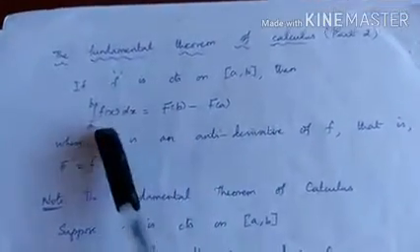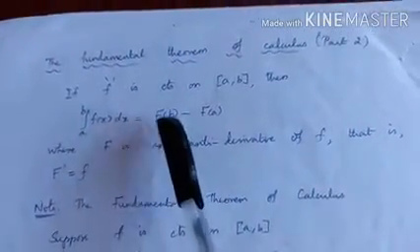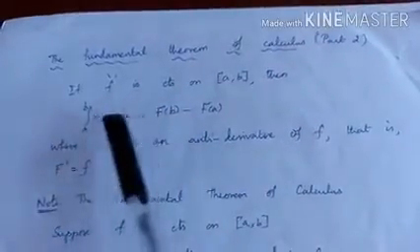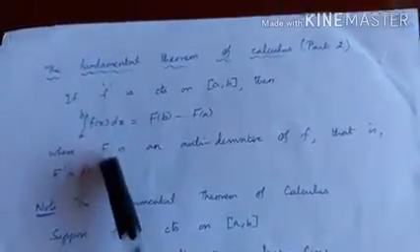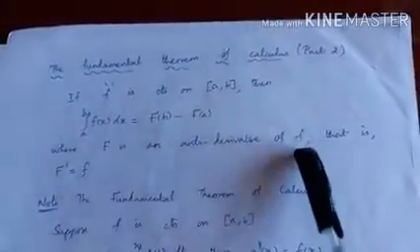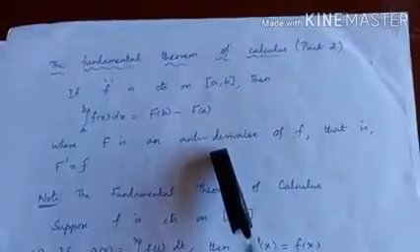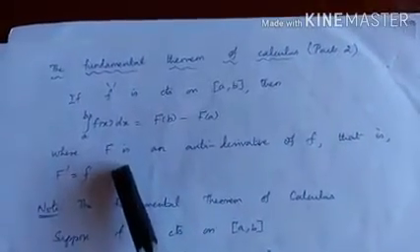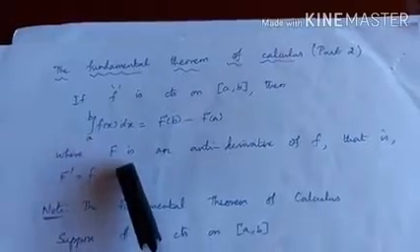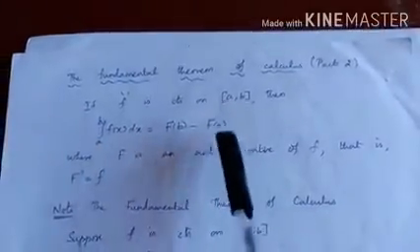How do you find capital F when small f of x is given? What is the relationship between capital F and small f? Once you know small f, integrate small f, you will get capital F. That is, capital F is the antiderivative of small f. You know differentiation; anti-differentiation is integration. So when you integrate small f, you will get capital F. Once capital F of x is known, put x equal to b, and you get capital F of b minus capital F of a, which is the value of the integral.